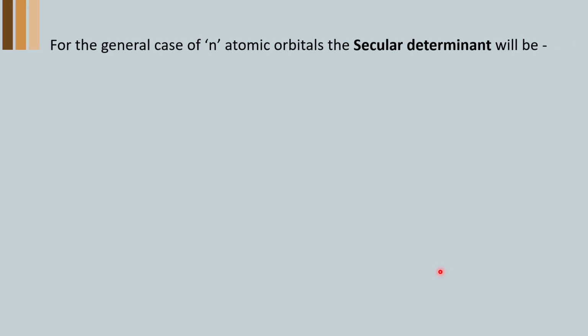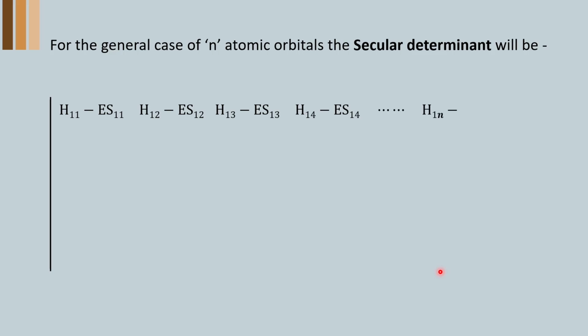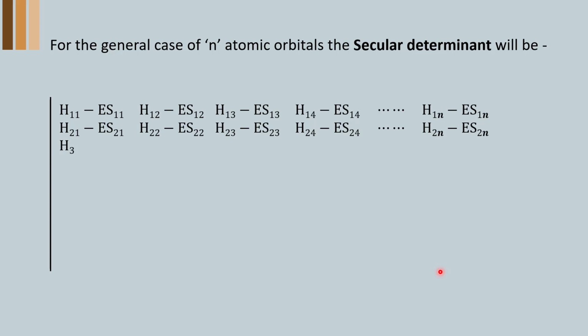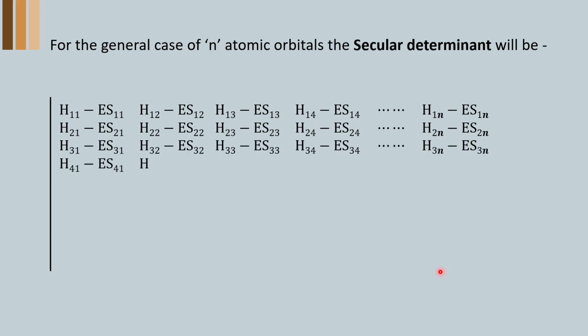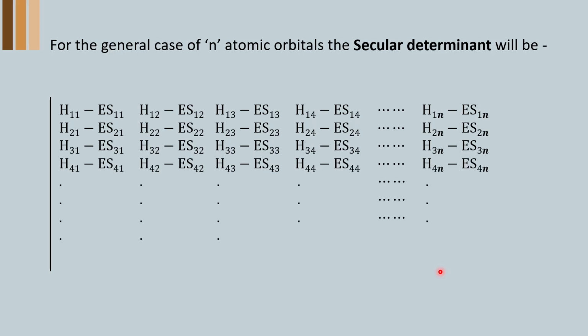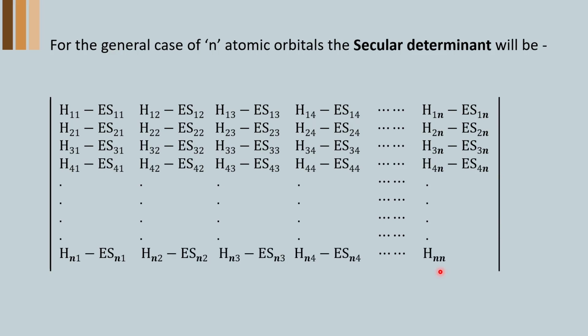of the type as this one: H11 minus ES11, H12 minus ES12, and so on up to H1n minus ES1n. Similarly, H21 minus ES21 goes to H2n minus ES2n, H31 and so on goes to H3n minus ES3n, H41, H42 and so on goes to H4n minus ES4n, and similarly it goes to Hn1 minus ESn1, Hn2 and so on, ultimately going to Hnn minus ESnn is equal to 0. Of course, that's a determinant of order n by n.